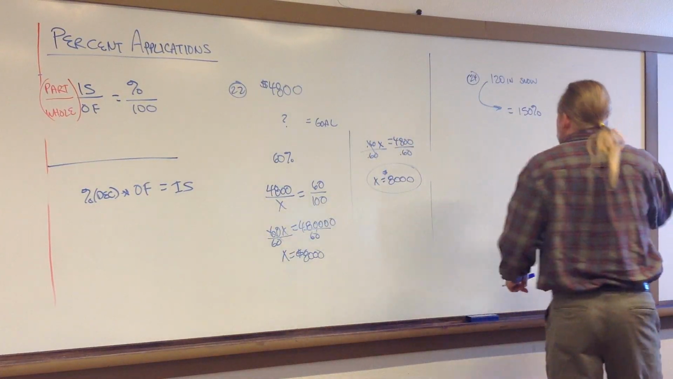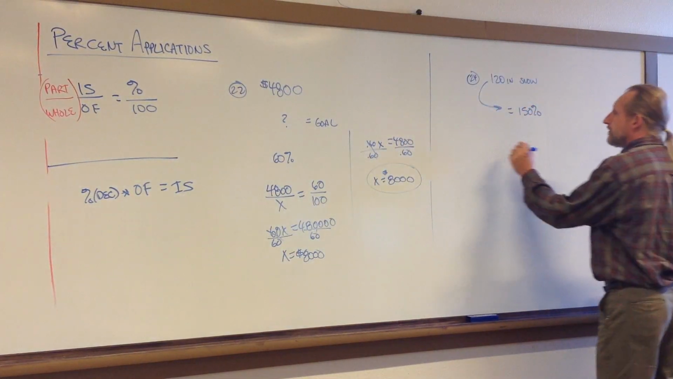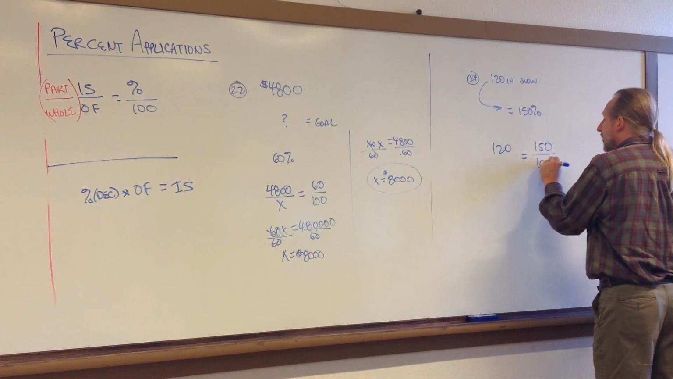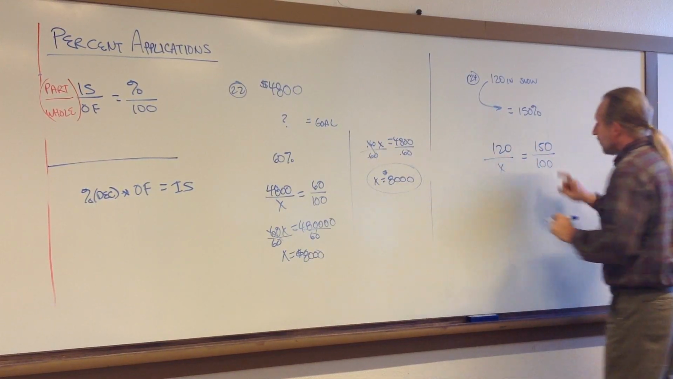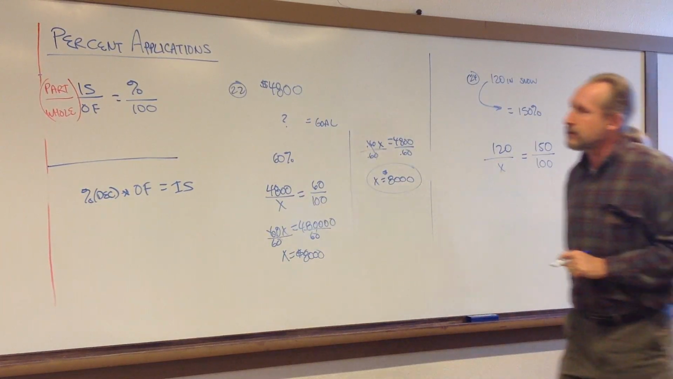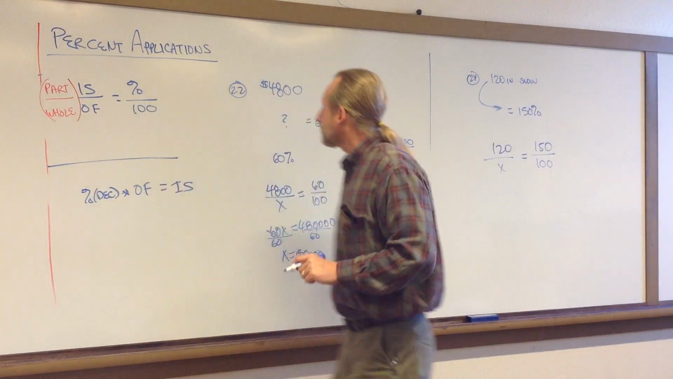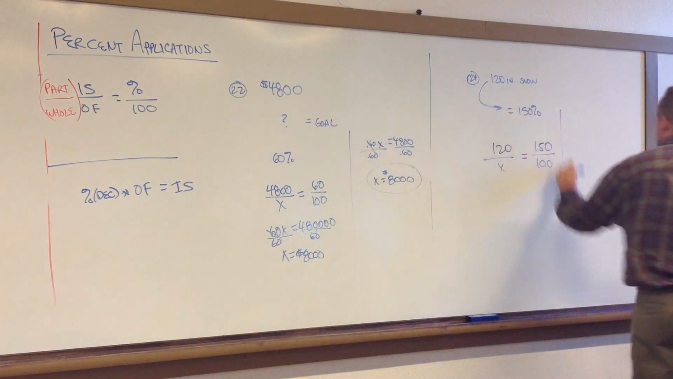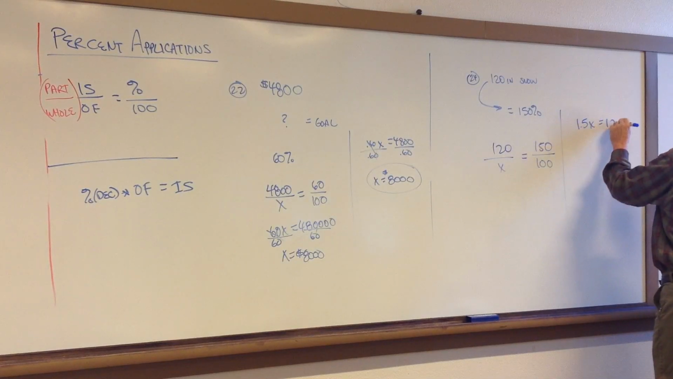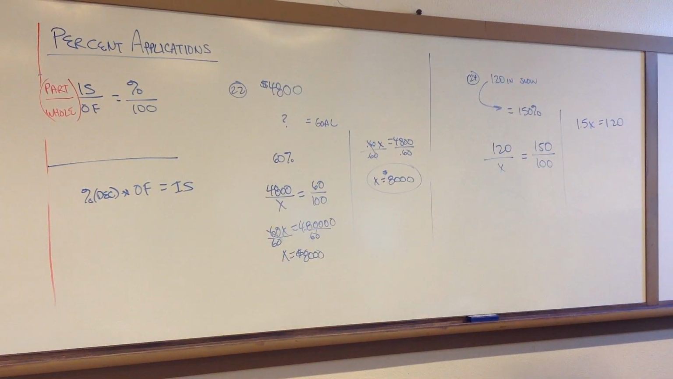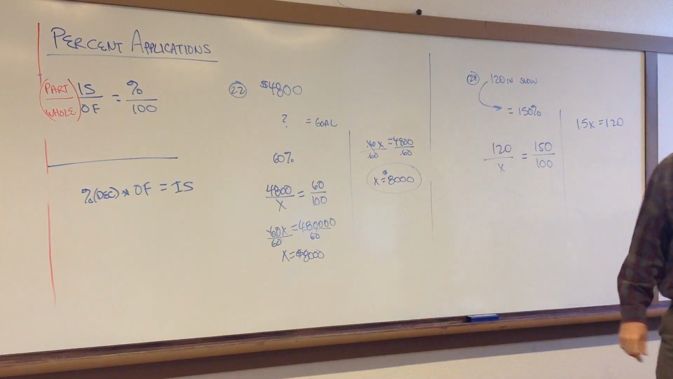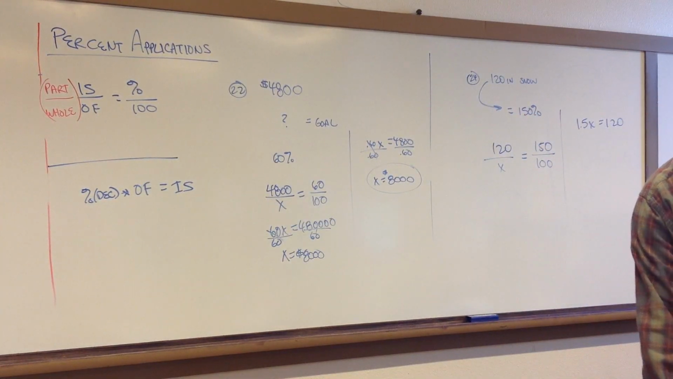Okay, so this is the 150%. We want to know what's the regular snowfall, what's the 100%. Okay, so we're looking to find the of term in this problem. And if we were to do this the other way, we would have 1.5x equal to 120. Okay? Because this as a decimal, right? Move it over 2 places, and that would give us 1.5.